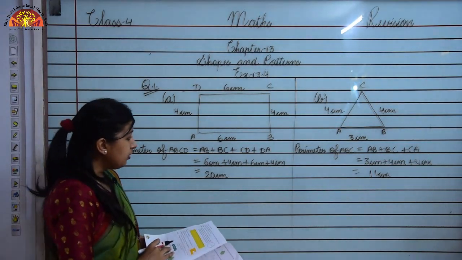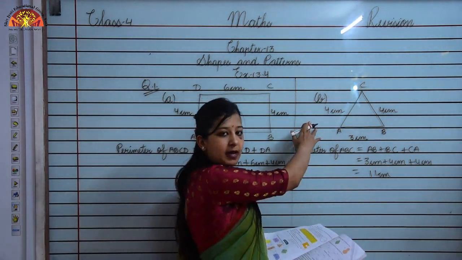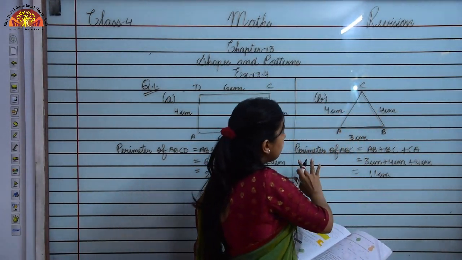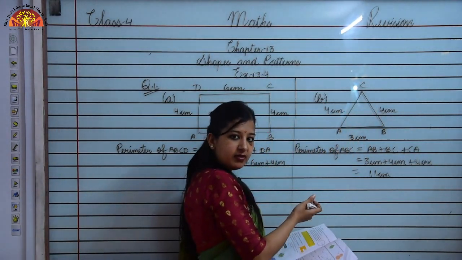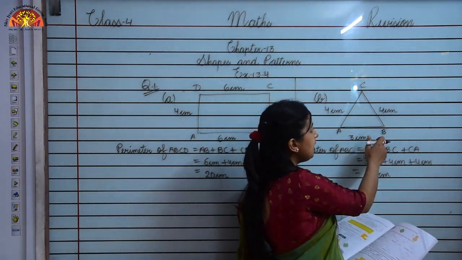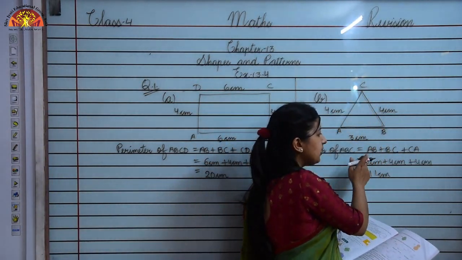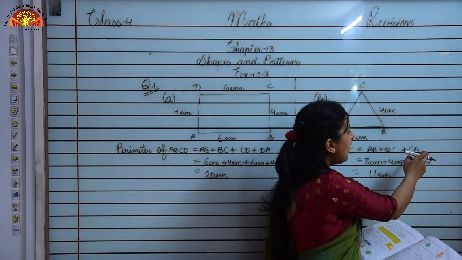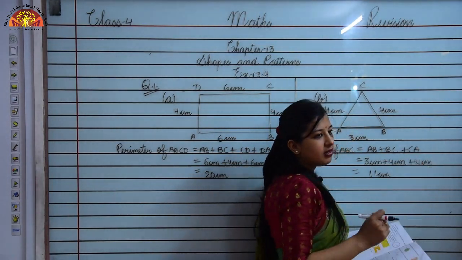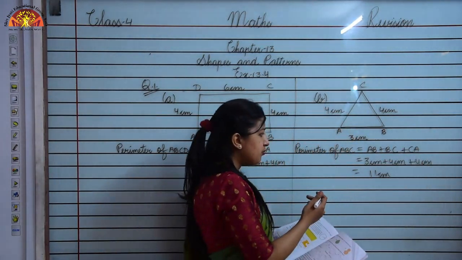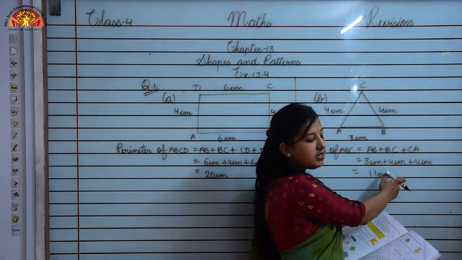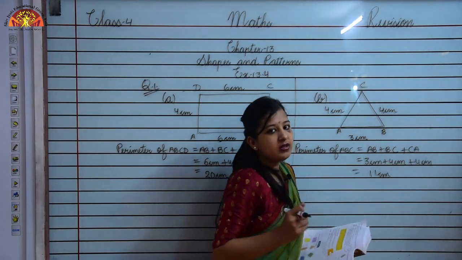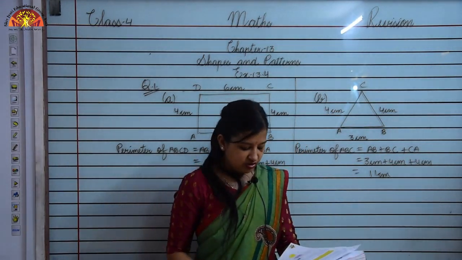Fine. Now we come to the next part, B part. Here we are having one triangle. Fine. So now we have to find perimeter of this triangle. So perimeter will be AB plus BC plus CA. Here AB equals 3 centimeter, BC equals 4 centimeter and CA equals 4 centimeter. Now we will add the given measurement. So 3 centimeter plus 4 centimeter plus 4 centimeter equals 11 centimeter. So students, in this way we will do rest of the questions.